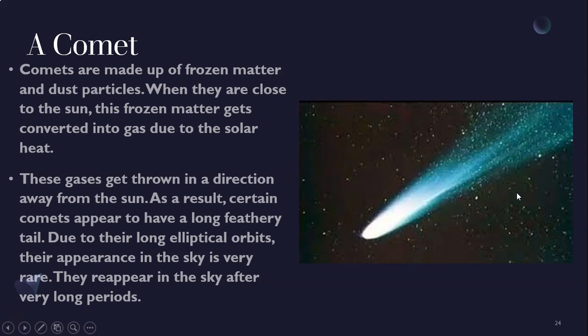Due to their long elliptical orbits, their appearance in the sky is very rare. Elliptical means elongated, like this. Circle, this is a circle, and elliptical is this, elongated. So, due to their long elliptical orbits, their appearance in the sky is very rare. They reappear in the sky after very long periods. Even these comets, my dear students, are revolving around. That is why we have comets appearing after 72 years, after 200 years, and so on.